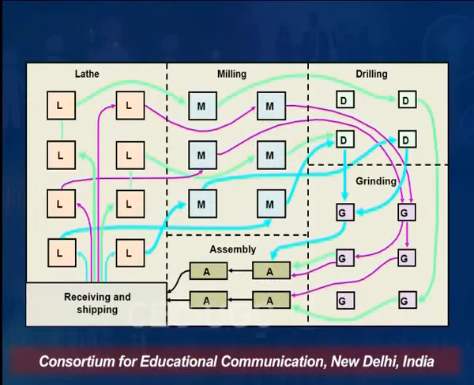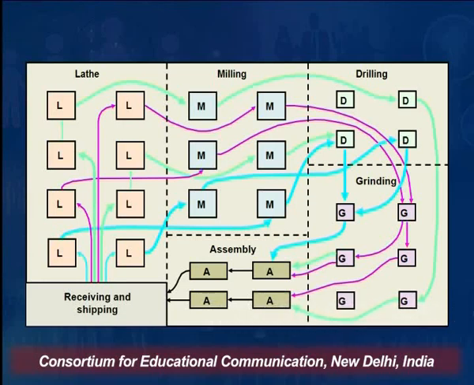So for example, if we see this slide, there is a department of lathe machines, so all the lathe machines are there. There is a department for milling machines, all the milling machines are there, and there is a department for, say, drilling machines. Finally, there is an assembly point. So for example, there are different colors of lines. Some materials come to the lathe machine and then they go to the milling, then they go to the drilling, and then they go to the assembly.